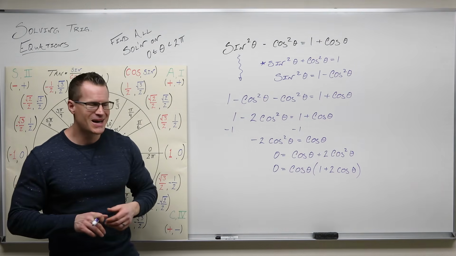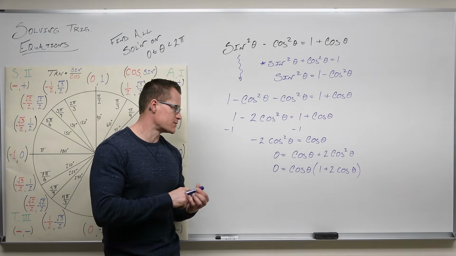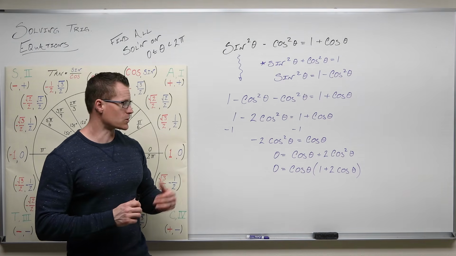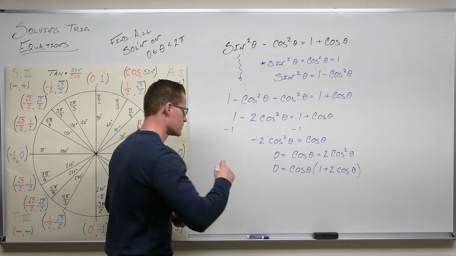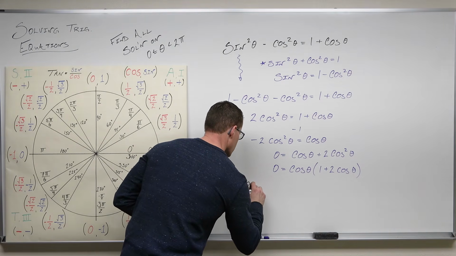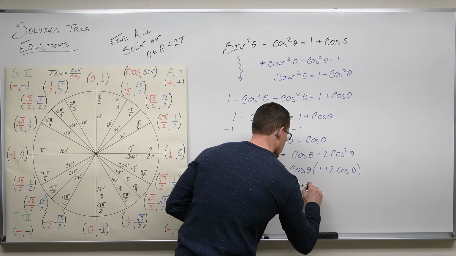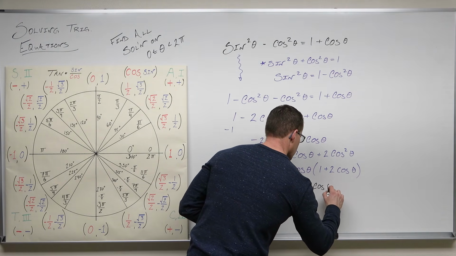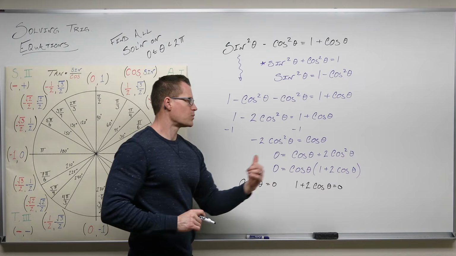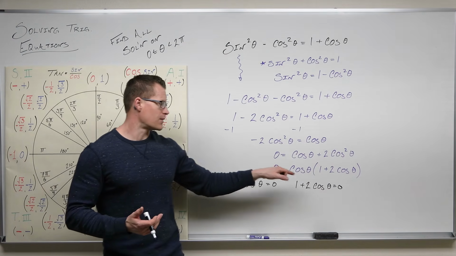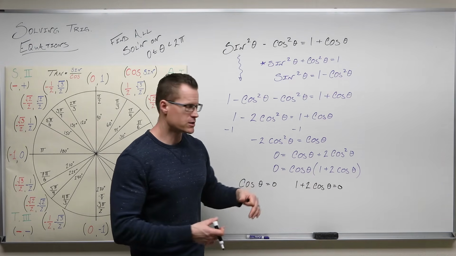And now it's magic. Because we have a zero product property, we have two factors that are multiplied together to equal 0. We're going to set both of them equal to 0. So cosine theta equals 0. And 1 plus 2 cosine theta equals 0. We're going to solve both for 0. That we're going to subtract 1 and divide by 2.